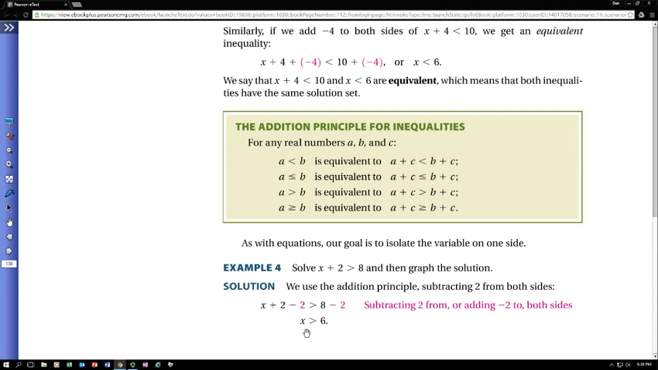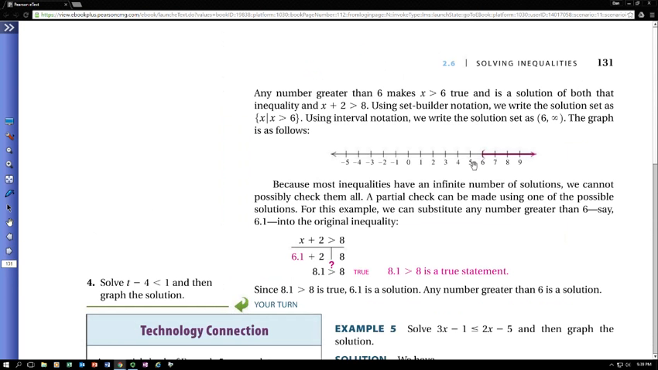I could put 7 in there, but I can then start showing the three different ways that I can represent that. I can put it into set builder notation like this: the set of x such that x is greater than 6. Interval notation would be, it doesn't include 6, so I have a round parenthesis, 6 comma, and then it goes to infinity, and then here's the graph of that.